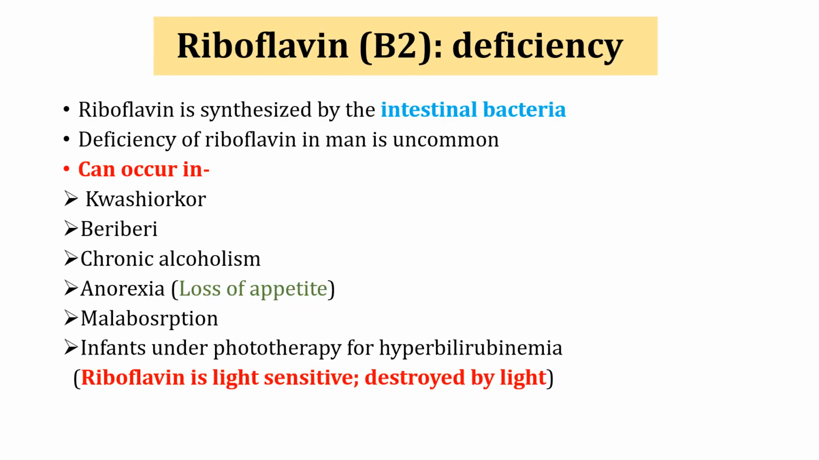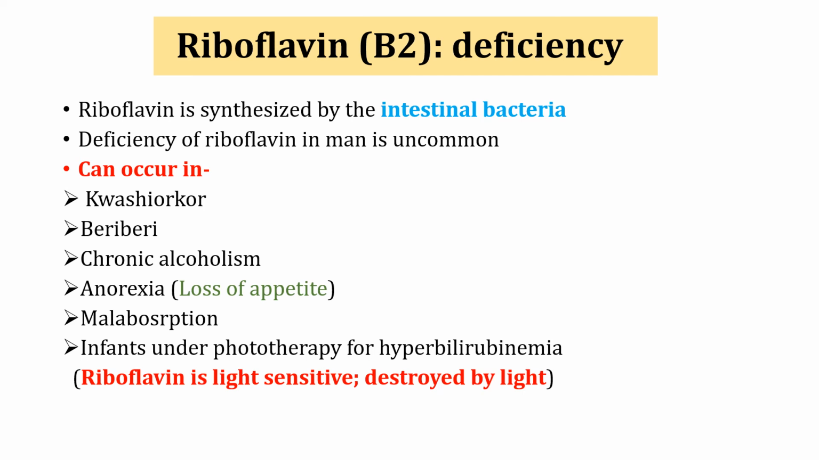Riboflavin deficiency. The deficiency of riboflavin is very uncommon in humans because it is widely distributed in various foodstuffs and it is synthesized by intestinal bacteria. The deficiency can only occur in poor nutritional states like kwashiorkor, and it can be associated with other B complex vitamin deficiency like beriberi, and chronic alcoholism, where decreased absorption of vitamin is observed. It can occur due to anorexia or malabsorption due to any other intestinal disorders.